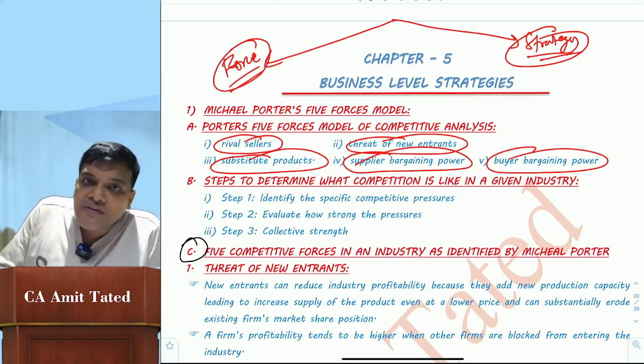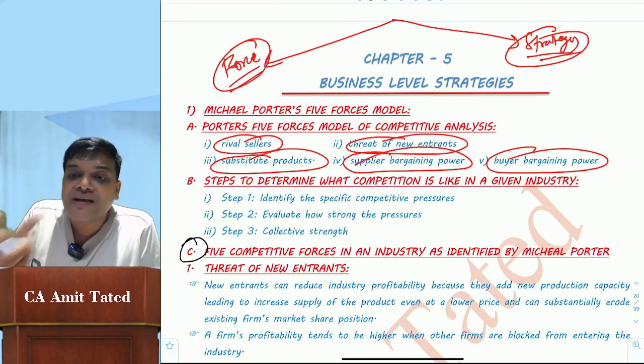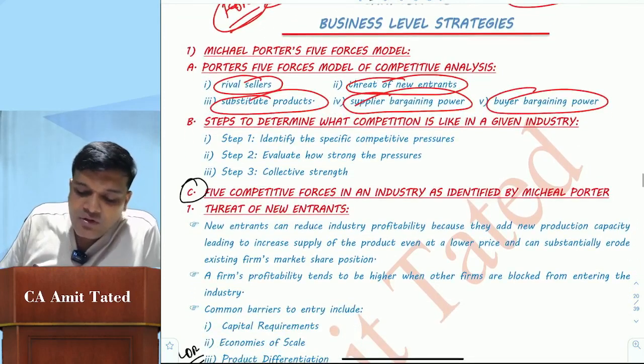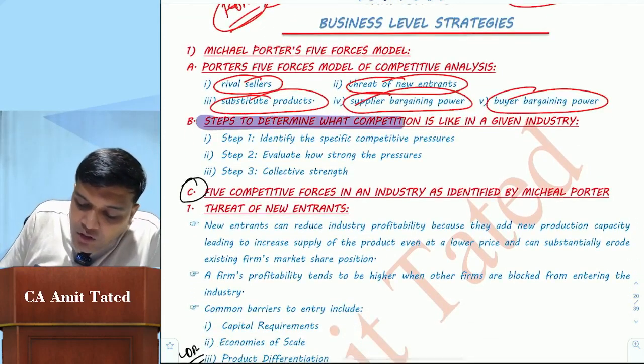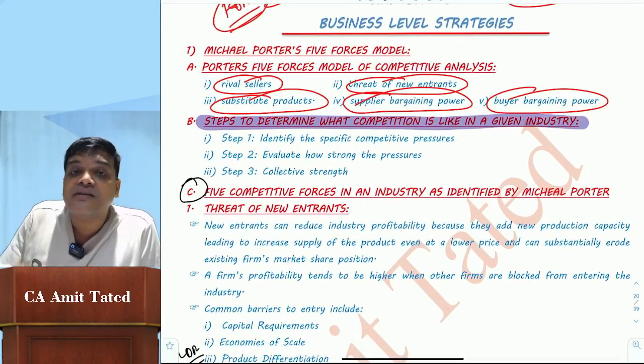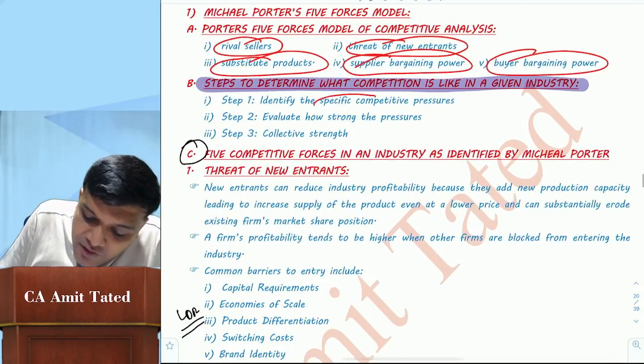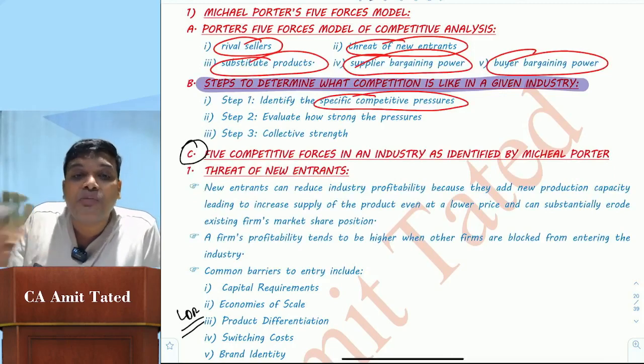And you are not required to consider these 5 aspects separately. You are required to consider all 5 aspects together. So it suggests 3 steps also. What are the steps to determine what competition is like in a given industry? In a given industry, how is the competition? So they say there are 3 steps. First, identify the specific competitive pressure. Identify which one applies to you.